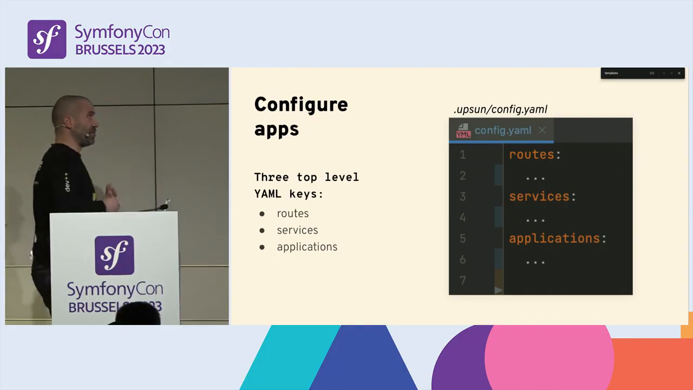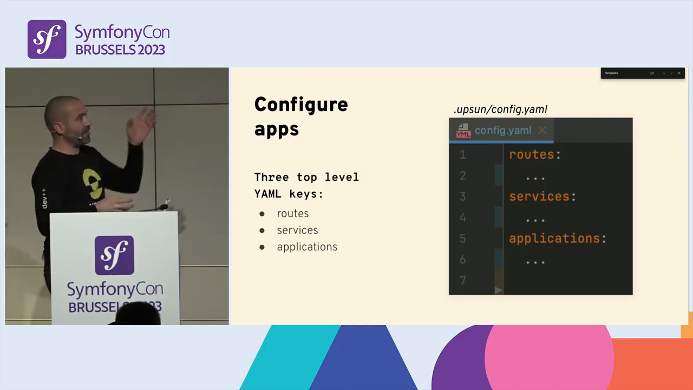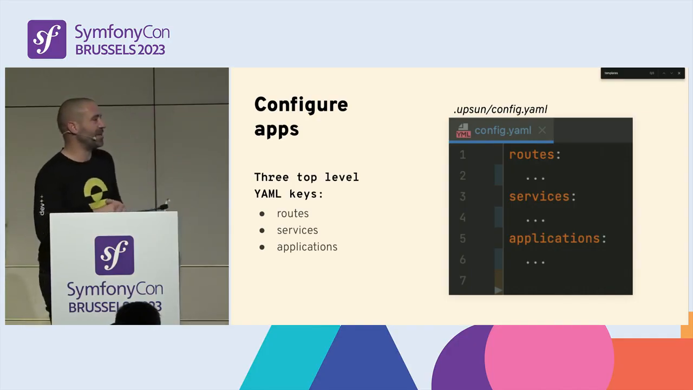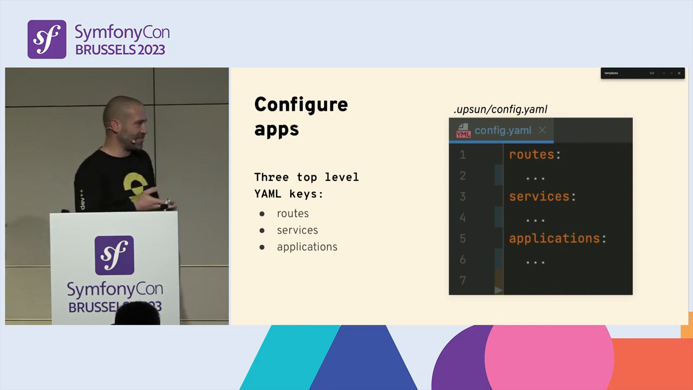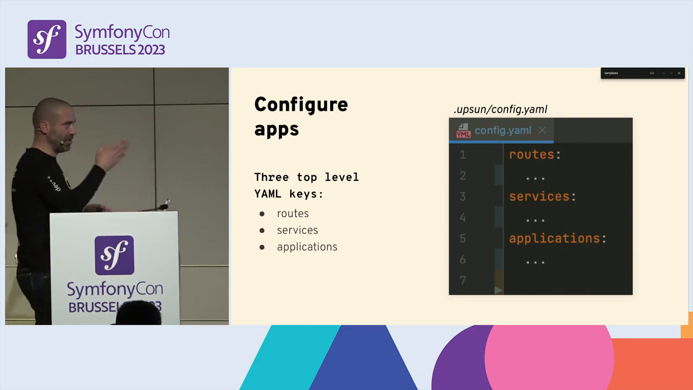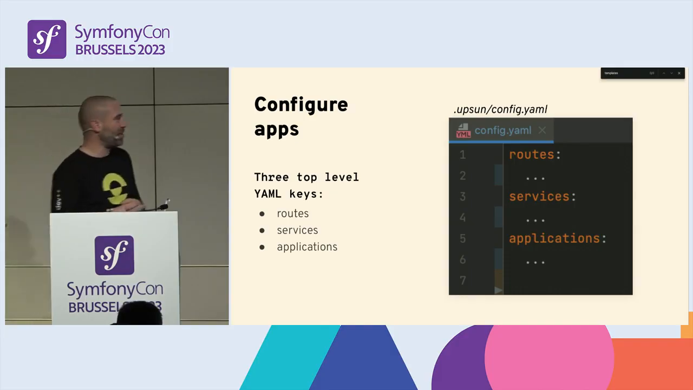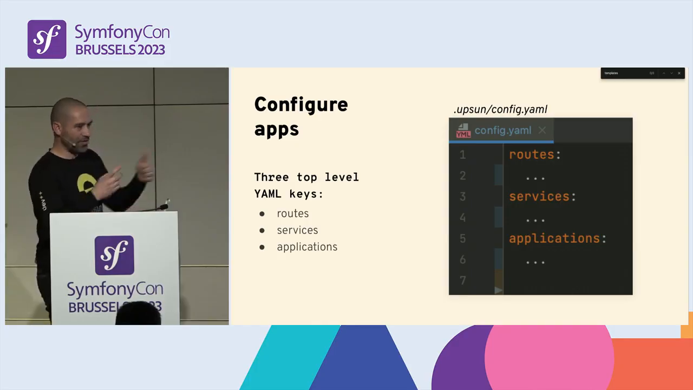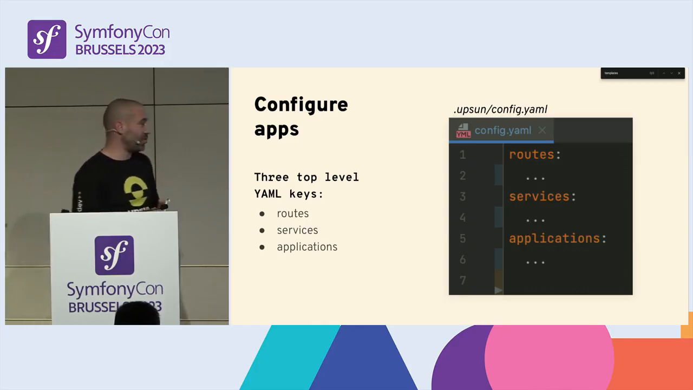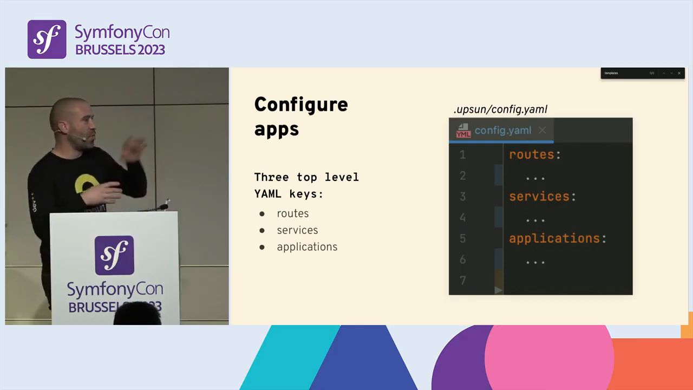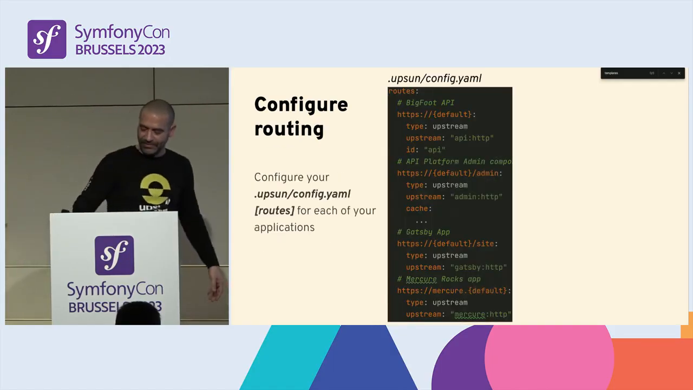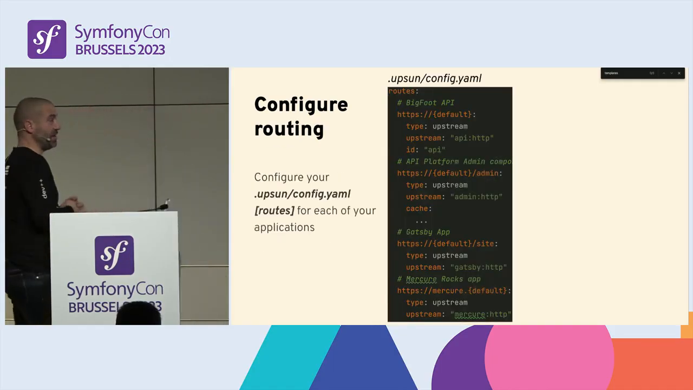So then you need to configure your application. So the config.yaml file, we changed a bit for people knowing Platform.sh. On the Platform.sh side, you have three YAML files to set up your application, but we only have one YAML config file, and you will have three top-level YAML keys for the routing of all of your applications, all the services that will be used by at least one application, and then the configuration of all your applications.